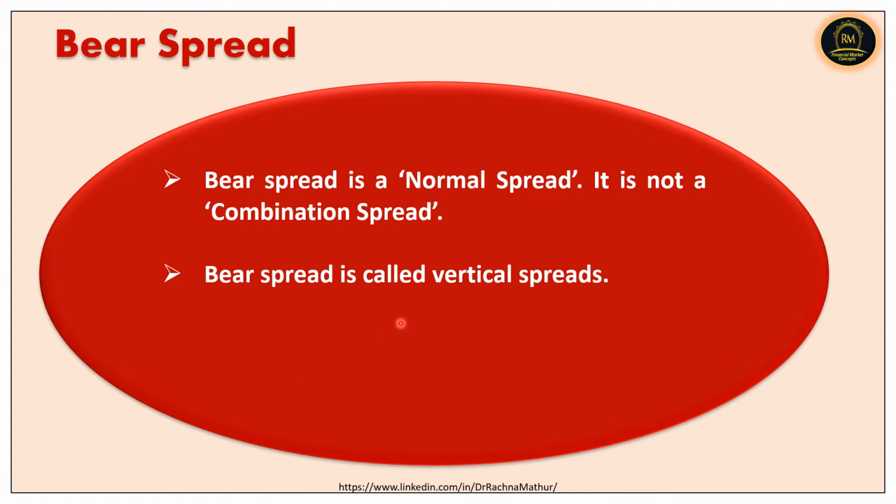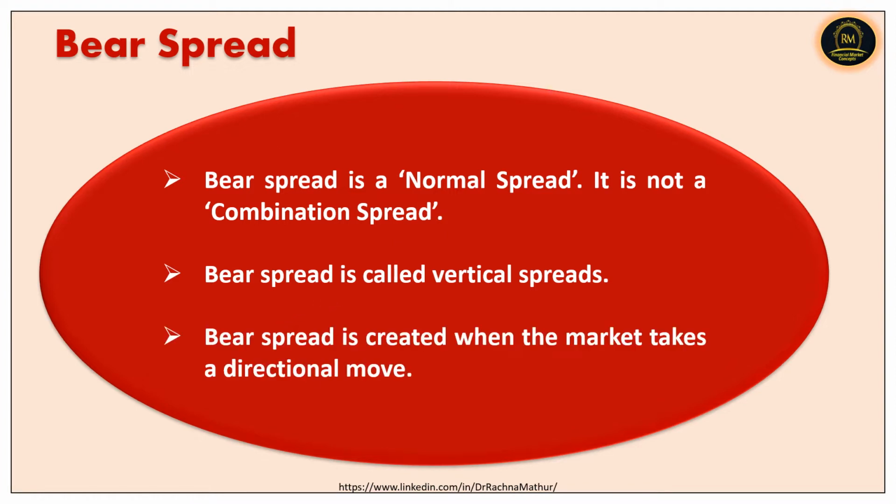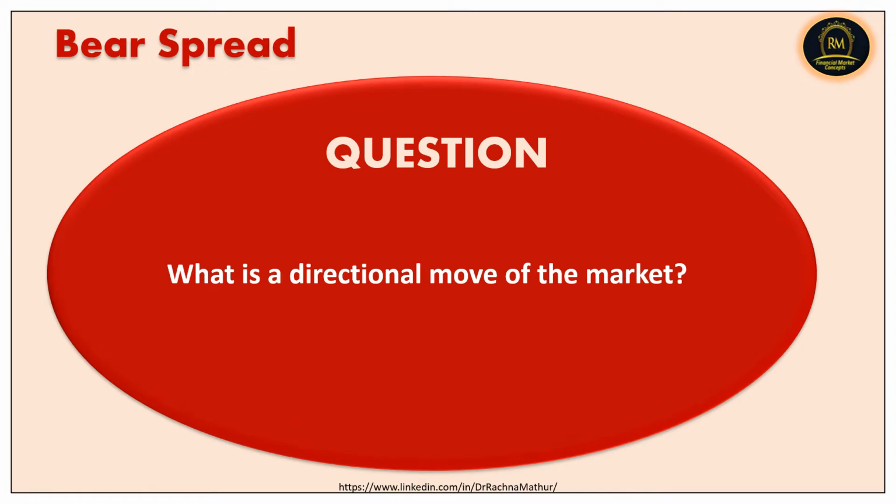Point number two, like bull spread, bear spread is also a vertical spread. It is created when there is a vertical move in the market. The market falls down vertically and that gives the opportunity to create a bear spread. Point number three, bear spread is created when the market takes a directional move, that is a move of downturn, when the market falls down, and that leads to the opportunity for the bears to earn from the market. Now the question is, what is the directional move of the market that gives the opportunity for creating a bear spread? So let's find out this directional move from the coming slides.